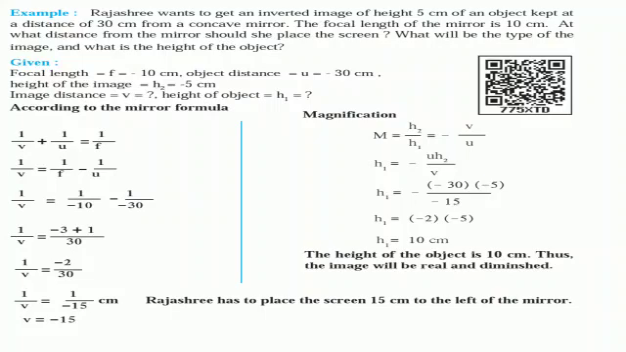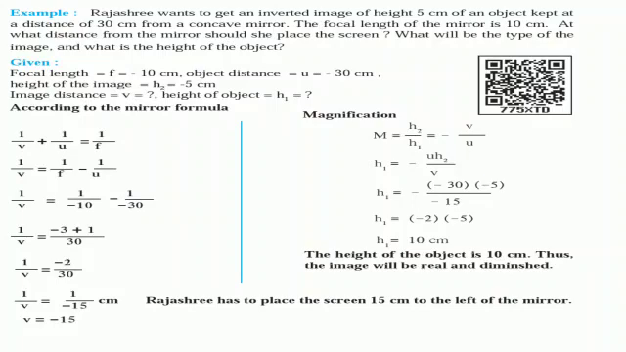Focal length, small f, is equal to negative 10 cm. Object distance is equal to u. As it is said, which mirror it is? Concave. So, negative 30 will come. 30 cm. Height of the image is equal to h2 is equal to negative 5 cm. Image distance is equal to v, v question mark. Height of the object h1 is equal to question mark.